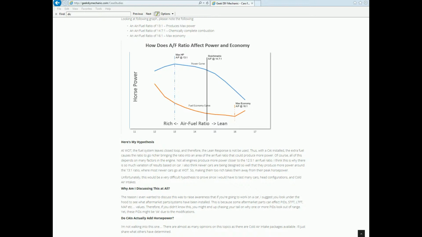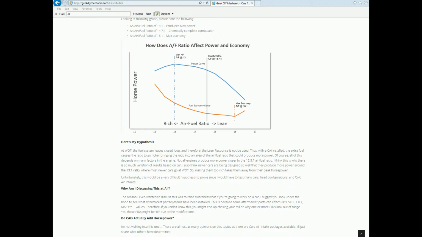But this ratio is not constantly maintained. Manufacturers are pressured for clean air, performance, and economy. So in cases where the car is cruising, the PCM will move the air-fuel ratio to around 16 to 1, lean, to achieve the best economy possible. When the driver stomps on the gas pedal entering the wide open throttle condition, the PCM will move the air-fuel ratio to around 13 to 1, rich, to achieve the best performance possible.